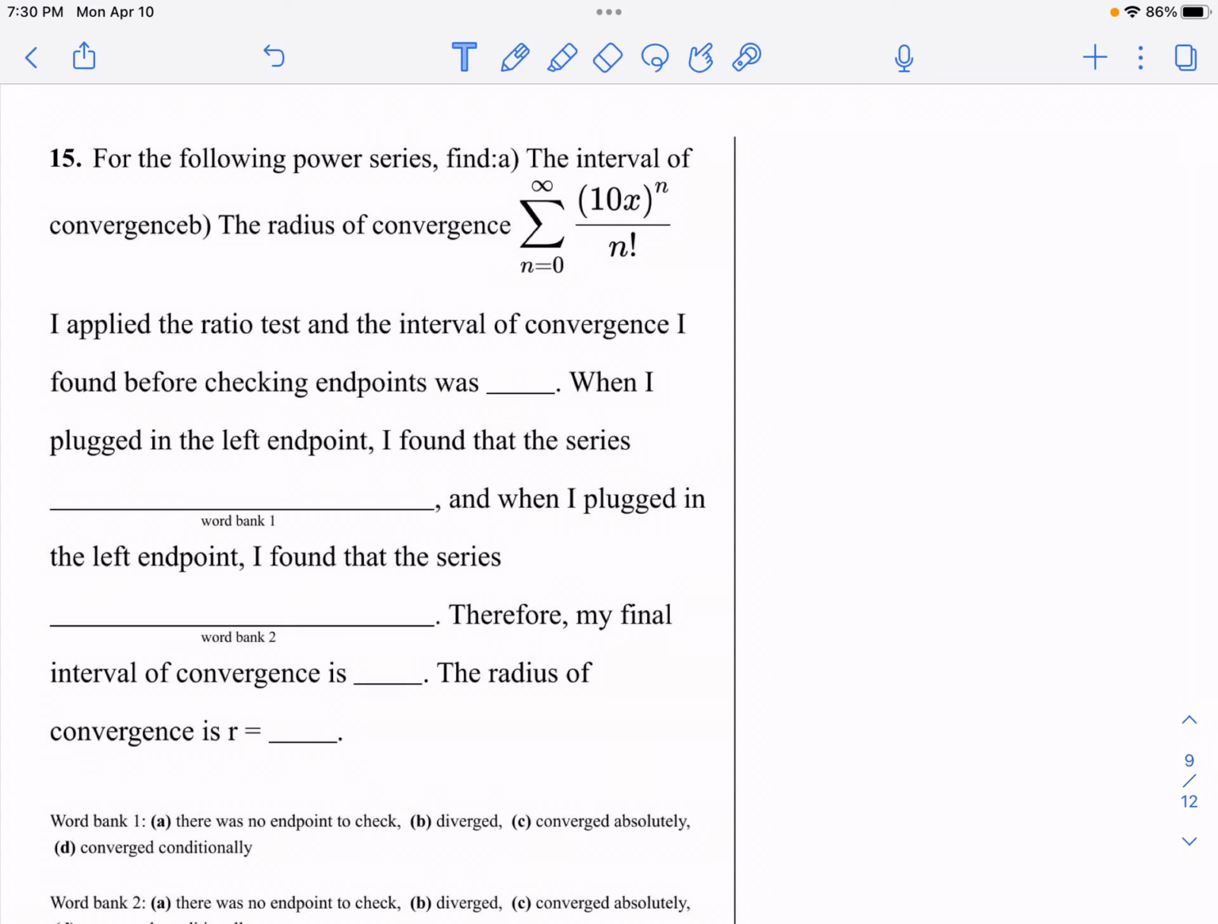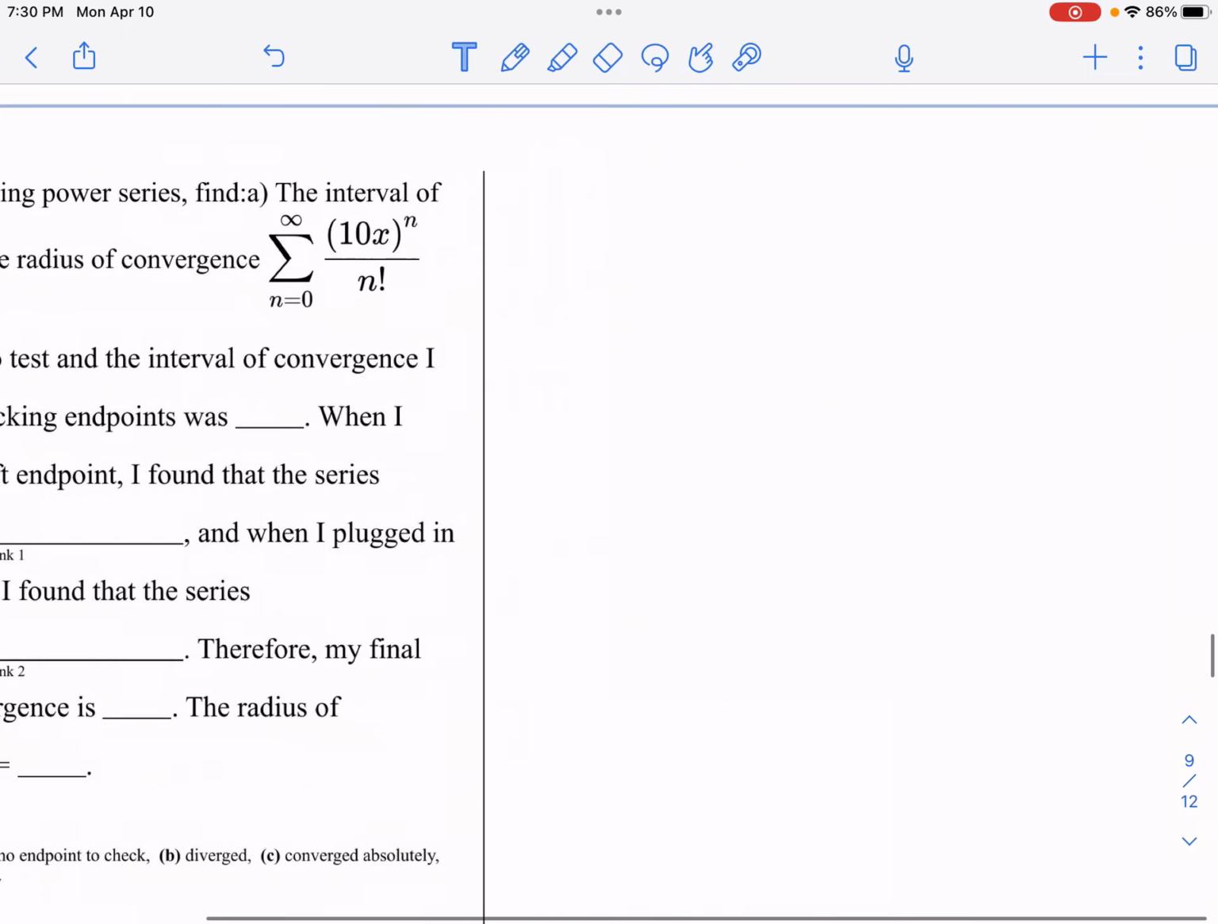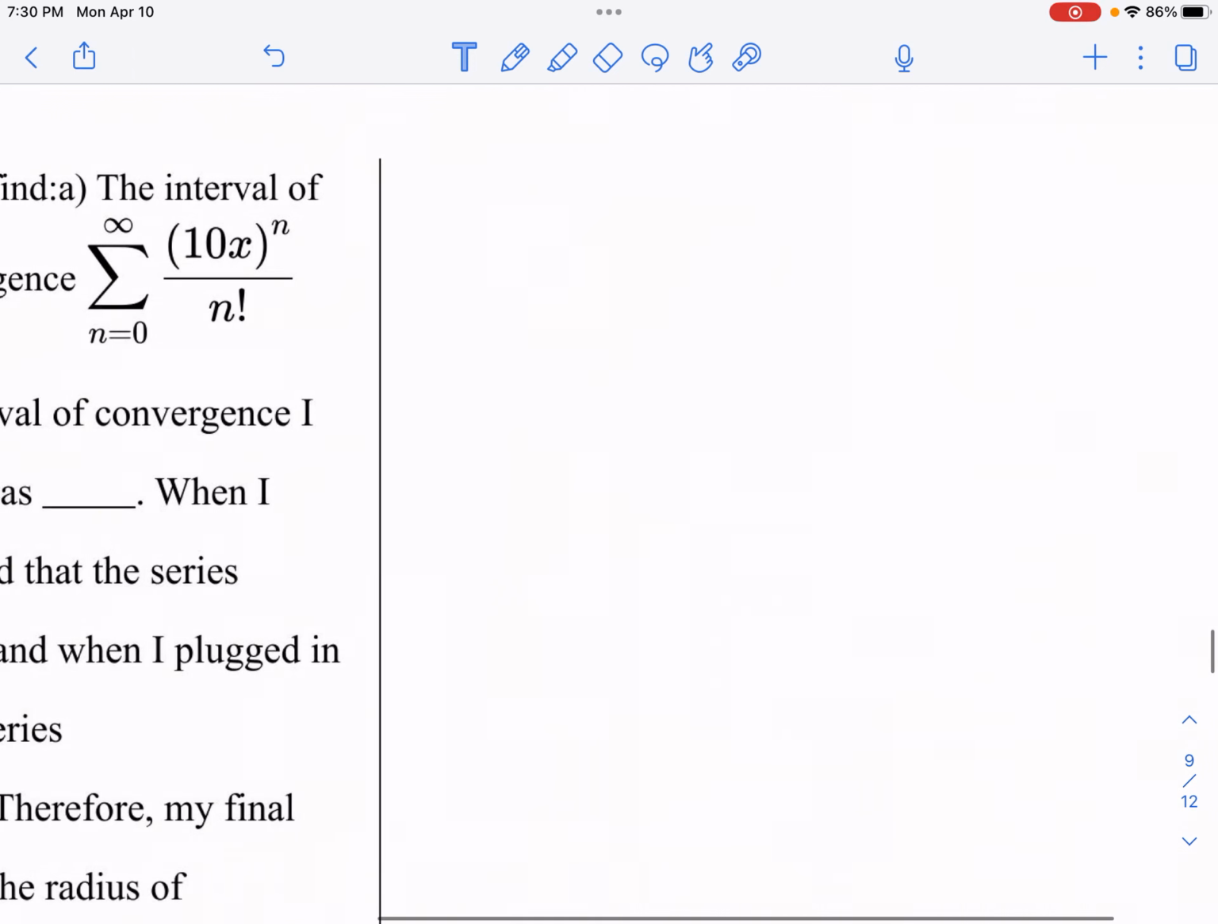Okay, in this video we're going to find convergence for this power series here. So we apply the ratio test. I'll keep it on the screen. The ratio test says examine the ratio of the n plus first term divided by the nth term.